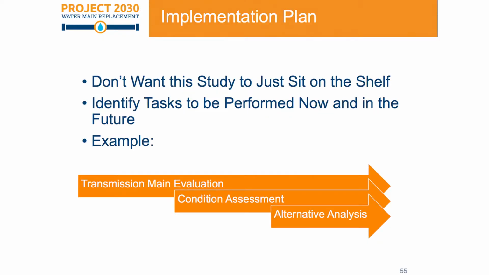There's some examples of implementation plan. Maybe we have a list of transmission mains that we know we want to replace, and we have them prioritized. But which ones do we really replace first? We don't know. Well, maybe there's a task that we have to do some further investigation on our water mains. Maybe we have to do some additional condition assessments. So that's an example of maybe a task that we have to do after the study is complete.